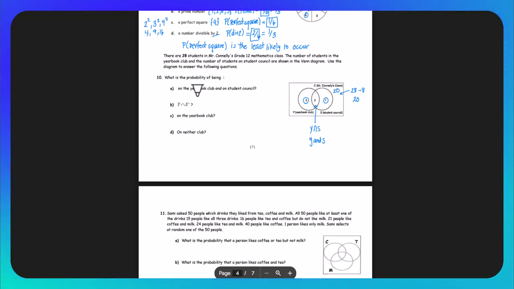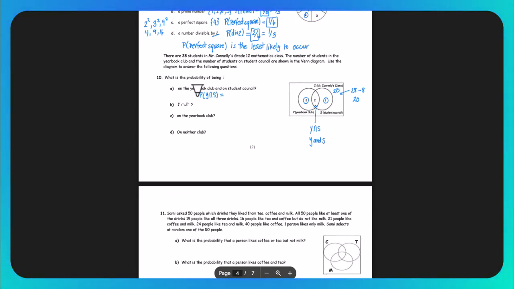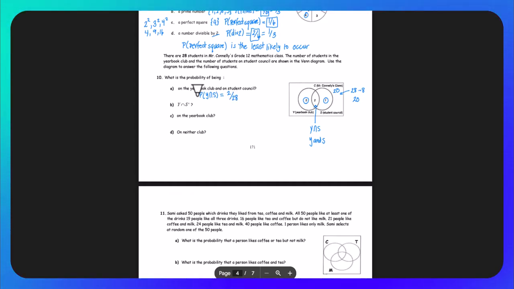So the first question is, what is the probability of being on the yearbook club and on the student council? So the person that we pick, we're saying, what is the probability of Y and S? Well, there's 2 people there, and there's 28 people in the class. So the probability of that is 1/14.